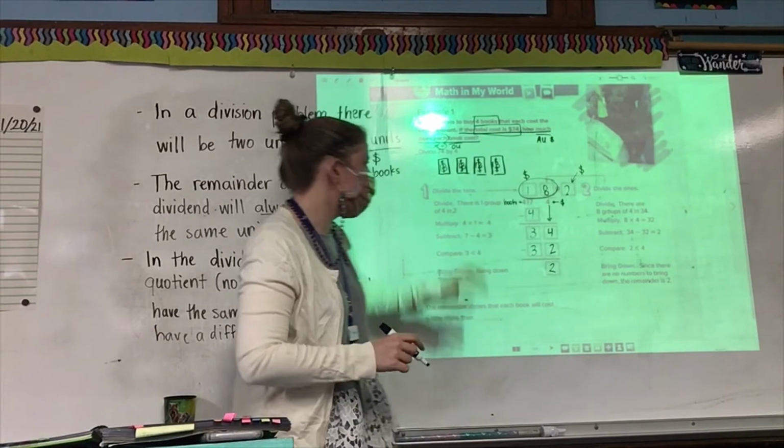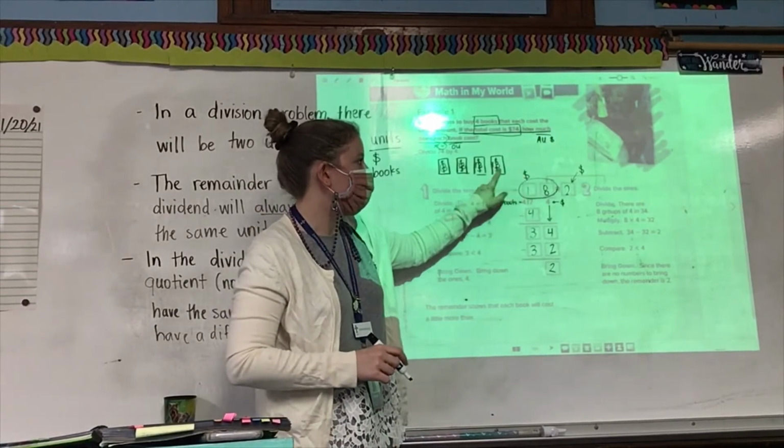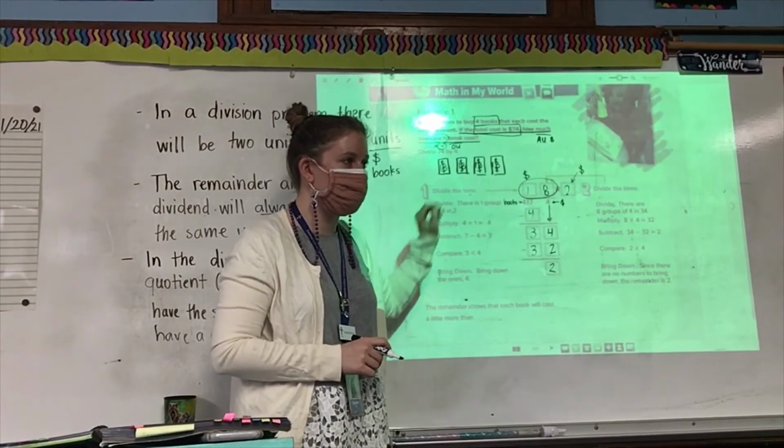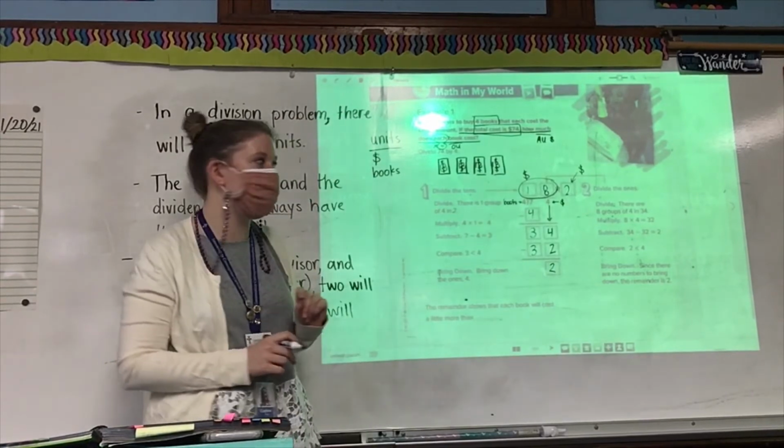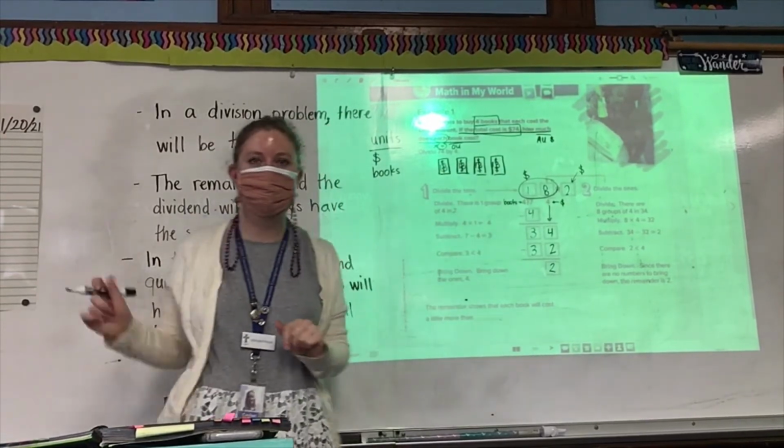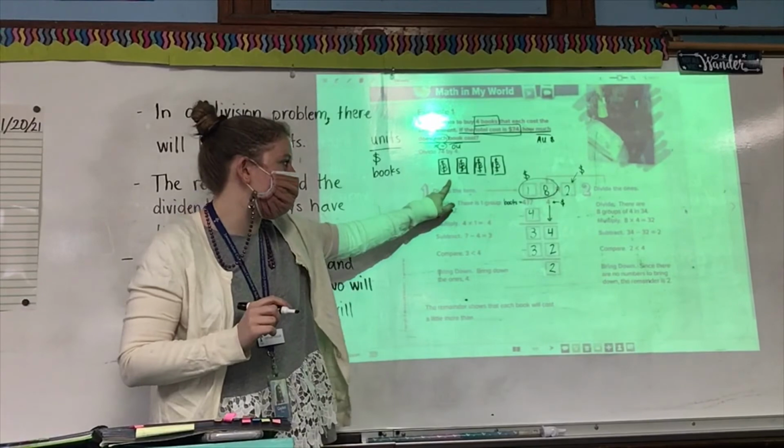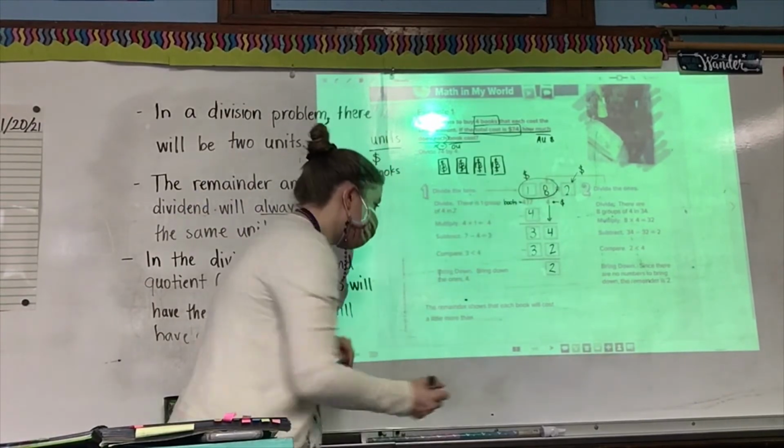That just means, it doesn't mean there's $2 in each one. That doesn't mean each book costs $20. It doesn't mean that each book costs $18.20. It just means they cost $18 with a little bit left over.